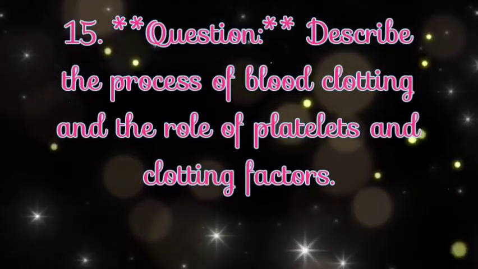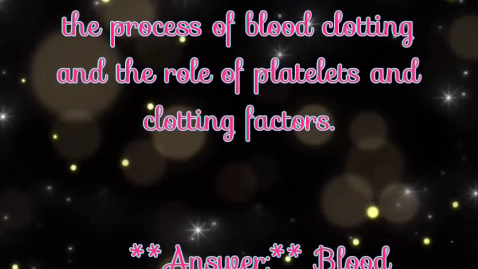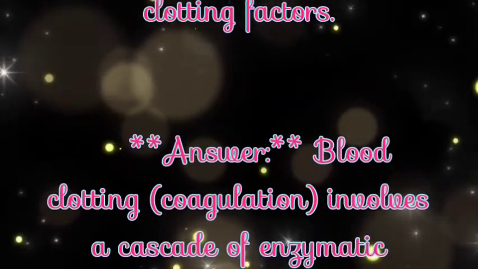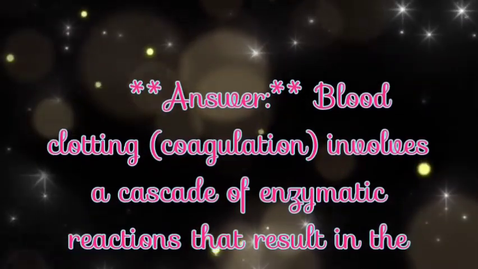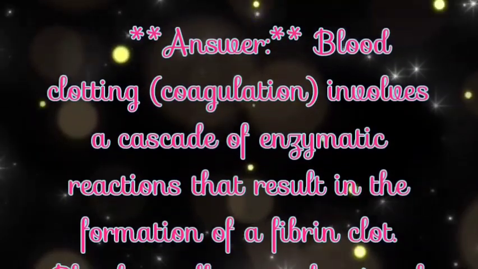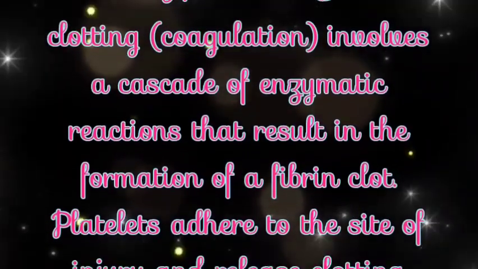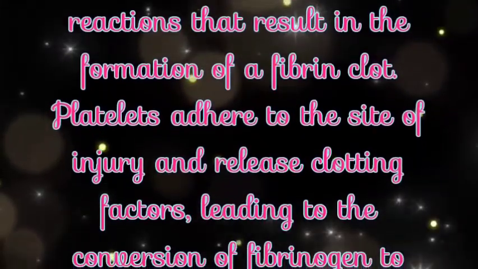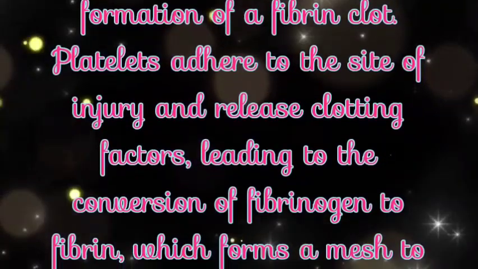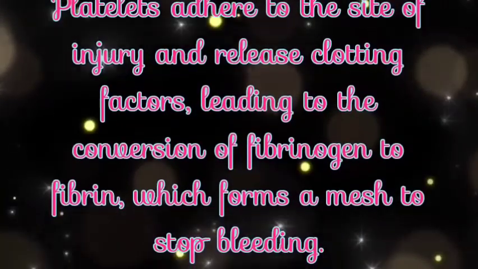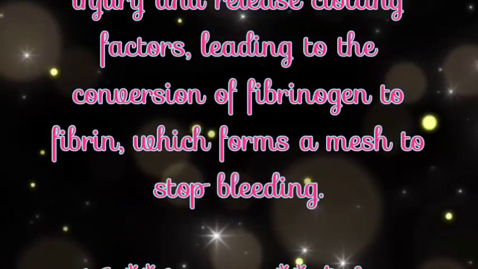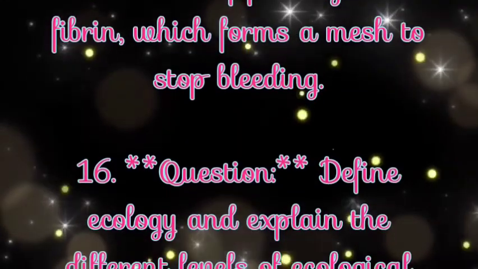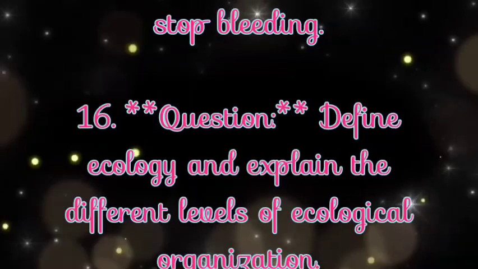Question number 15. Describe the process of blood clotting and the role of platelets and clotting factors. Answer: Blood clotting, coagulation, involves a cascade of enzymatic reactions that result in the formation of a fibrin clot. Platelets adhere to the site of injury and release clotting factors, leading to the conversion of fibrinogen to fibrin, which forms a mesh to stop bleeding.